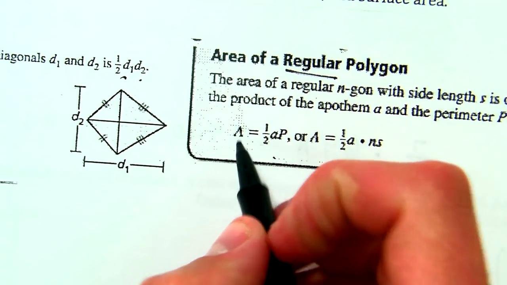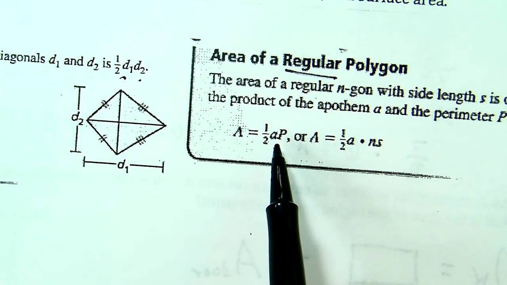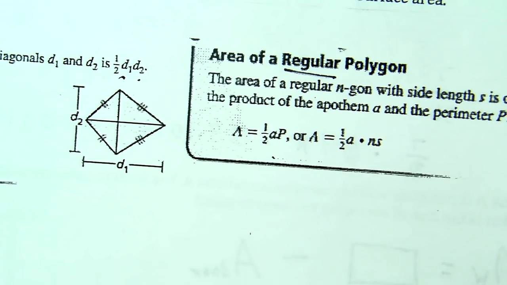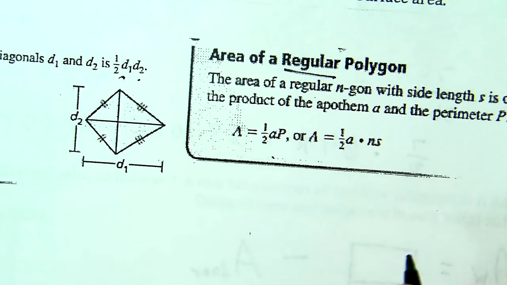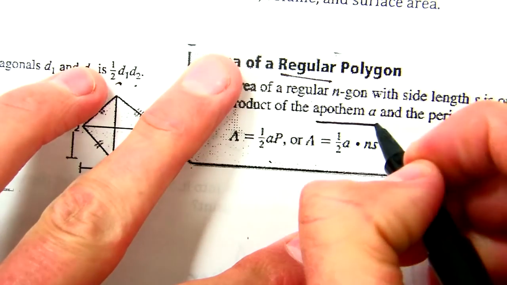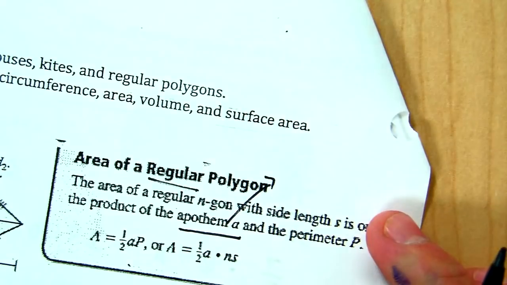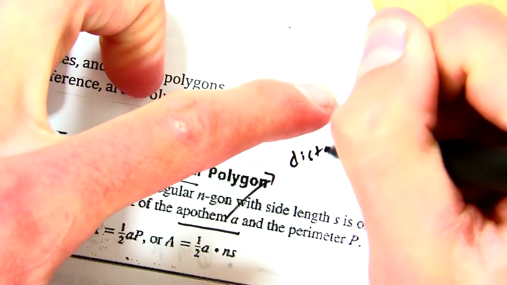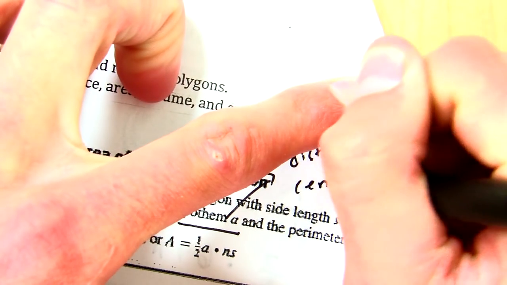To find the area, it's 1/2 the apothem, which I'll talk about in just a second, times the perimeter. Perimeter, remember, is just all the sides added together. Cut that in half, and then multiply by the apothem. And now what the apothem is, I'll put a note up here, is the distance from the center to any side.